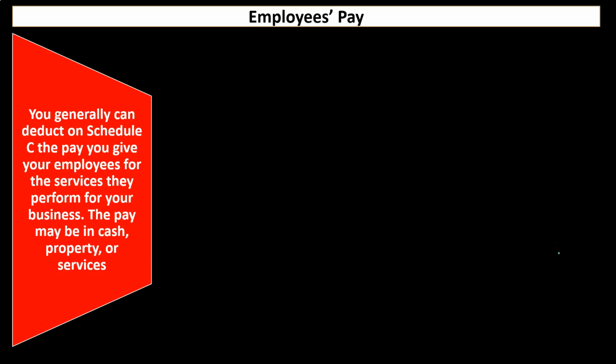So we have the employees' pay. You generally can deduct on Schedule C the pay you give your employees for the services they perform for your business. The pay may be in cash, property, or services. Obviously, when you pay the employees, that's part of a business expense. You have the employees in order to help you generate revenue. It's an ordinary and necessary type of expense, and therefore it would be deductible.